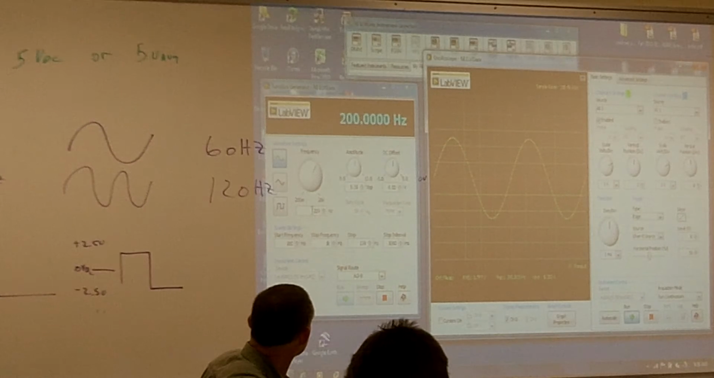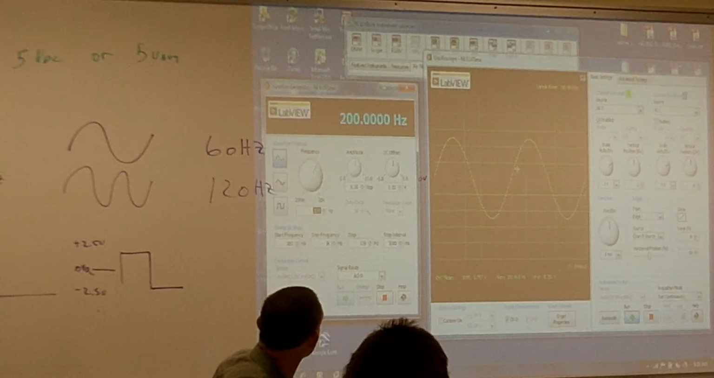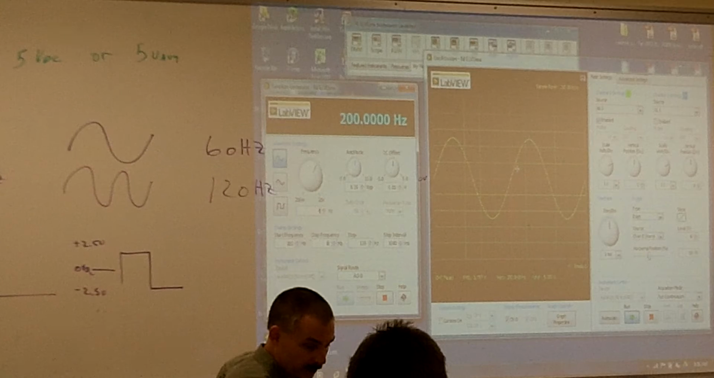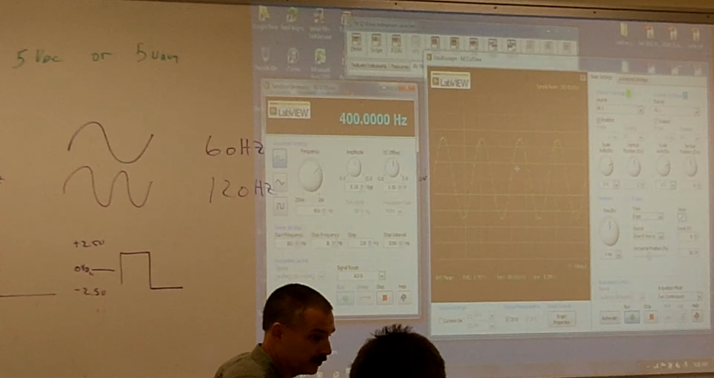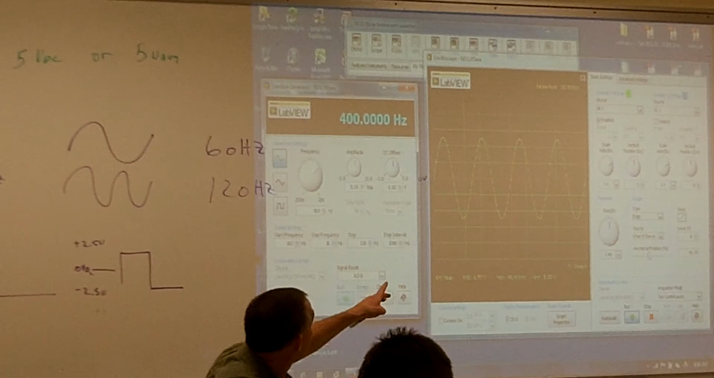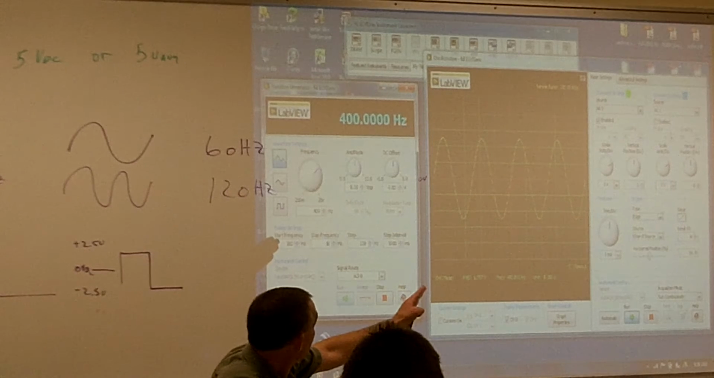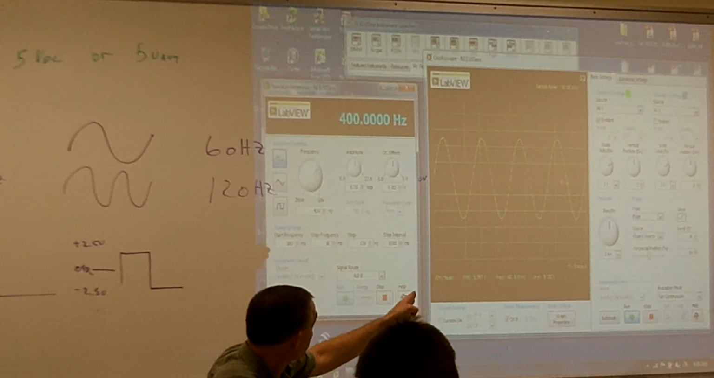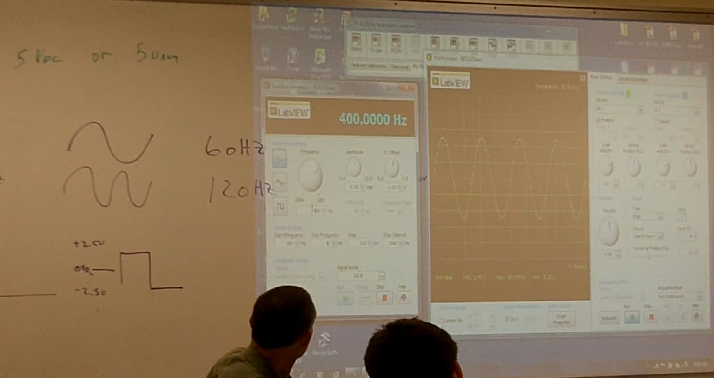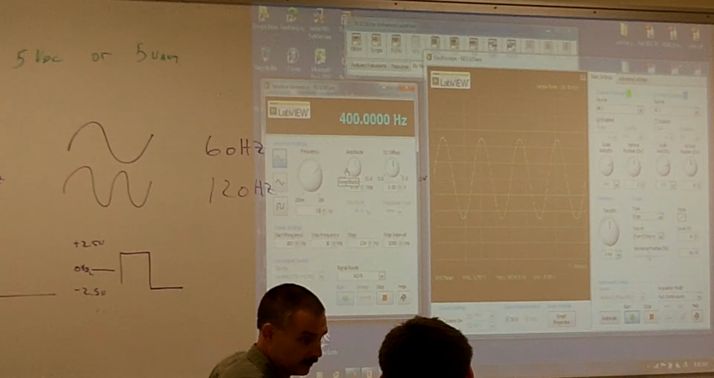Now if I double the frequency, I should get twice as many cycles on that screen. So I'm going to go to 400. I'm going to change my function generator. Now you can see I've doubled my amount of cycles on the screen.